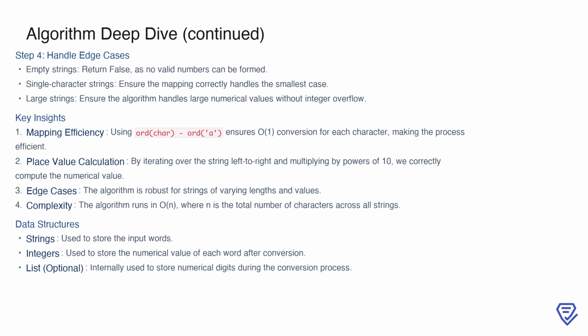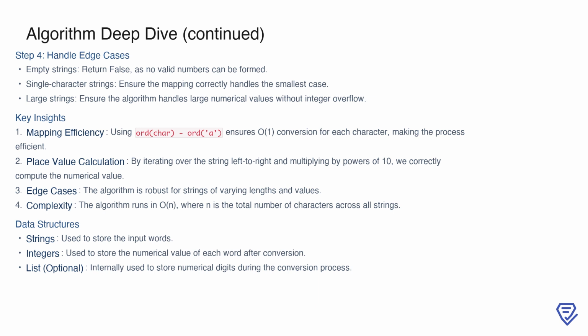First, the mapping function using ord, char, ord, ensures constant time conversion for each character, making it highly efficient. Second, the place value calculation ensures each string is correctly converted into a number by iterating left to right and multiplying by the appropriate power of 10.